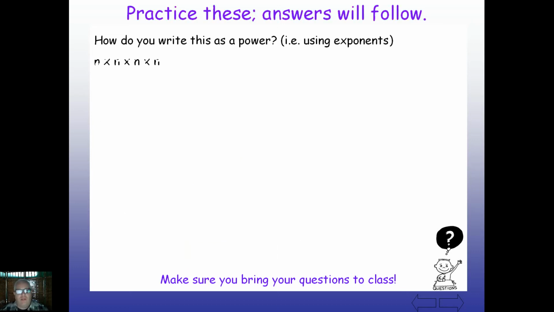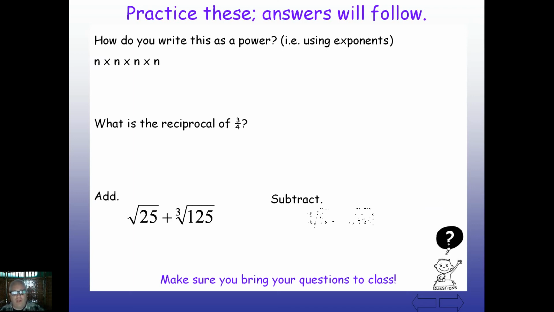All right, let's look at the next ones here. I got a couple of problems here. A little bit of variety. It says, how do you write this as a power? Whenever you see the word power, it means just write it using exponents. The second one says, what is the reciprocal of 3 over 4?